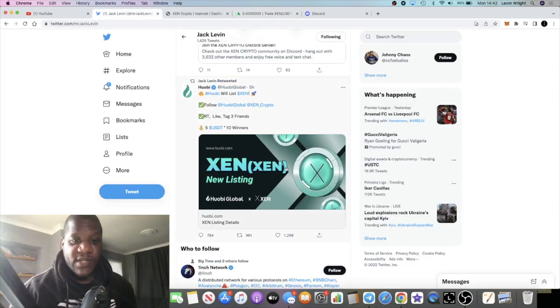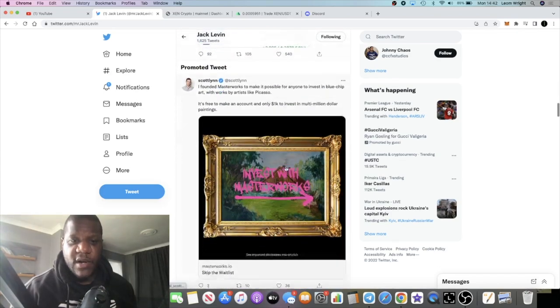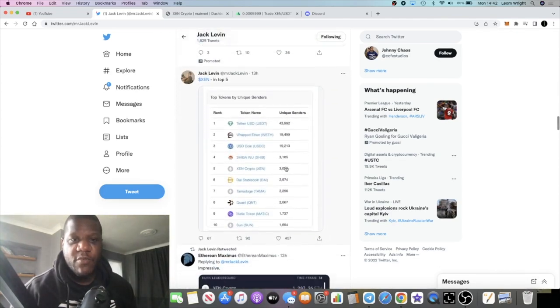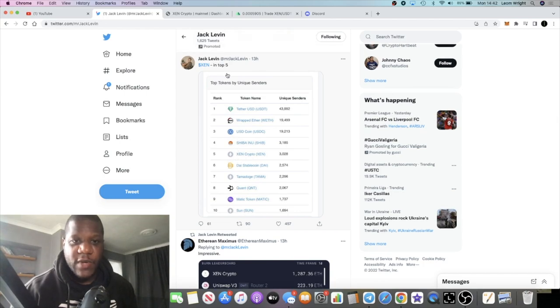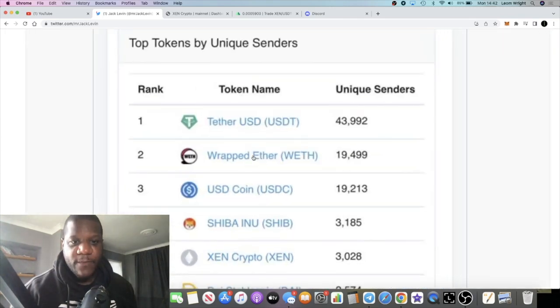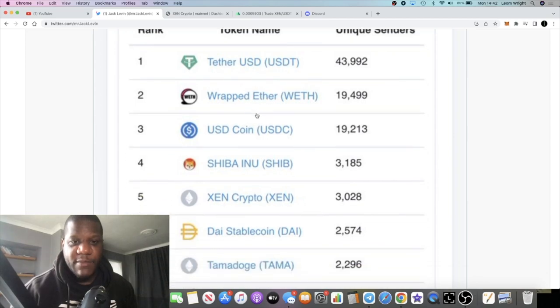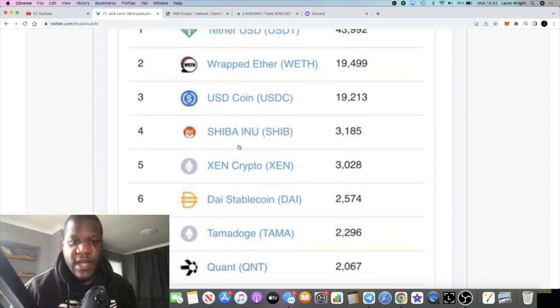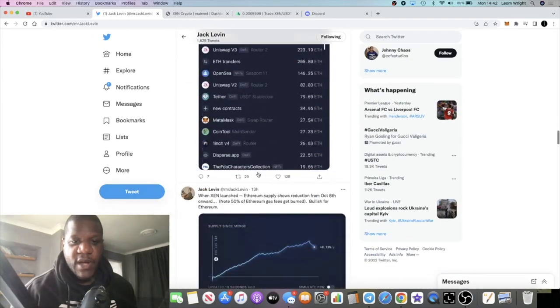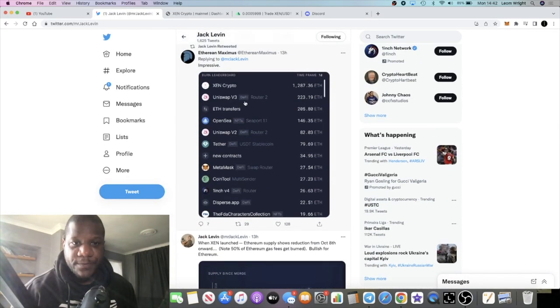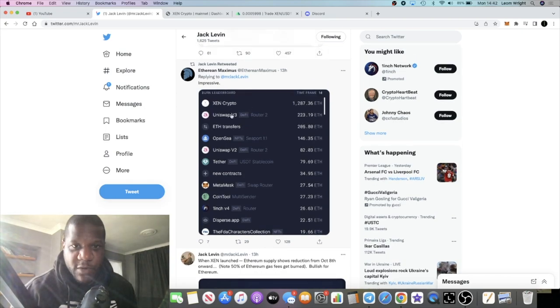Okay, guys. So, yeah, I just wanted to highlight the fact that this is getting a few more exchanges. And it's also in the top five in terms of unique senders. Or it was at least 13 hours ago. As you can see, you have Tether, Wrapped Ethereum, USD Coin. And coming just behind Shiba Inu, we have XEN crypto. Super bullish.